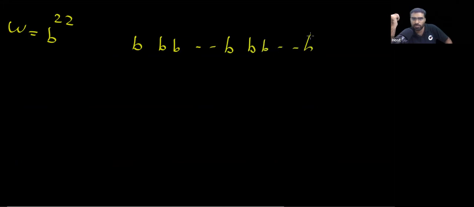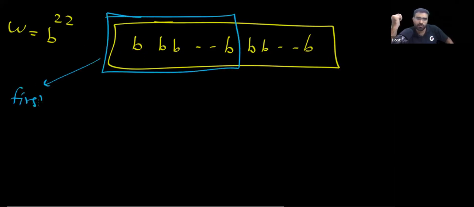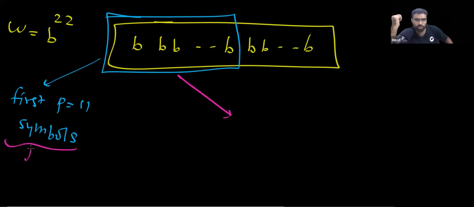See, this is your string, b power 22. Just focus now. In this string, these are the first 11 symbols. Now you tell me, in this you will find y, yes or no? In the first 11 symbols, you will find y.